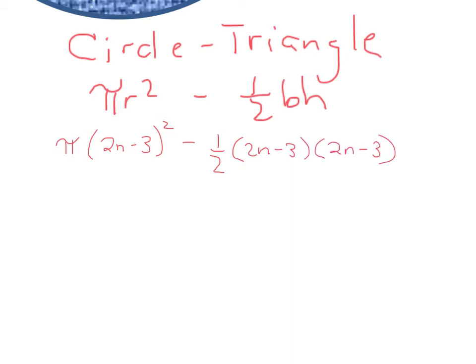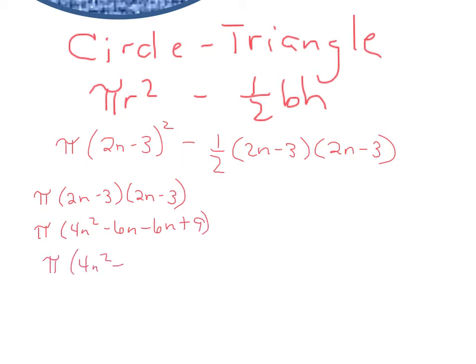Okay. Now we know that right here, that squared means write it out twice. So I'm going to go ahead and do that. So I've got pi 2n minus 3 times 2n minus 3. All right. I'm going to go ahead and clean this one up, and then we'll take a look at that triangle. I'm going to distribute. Again, leave pi on the outside. 4n squared minus 6n minus 6n plus 9, or 4n squared minus 12n plus 9.